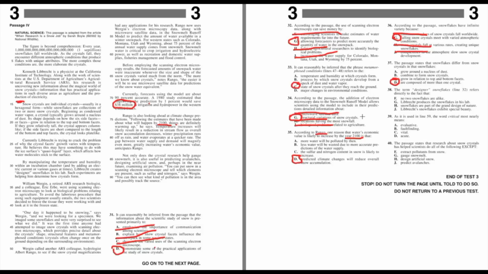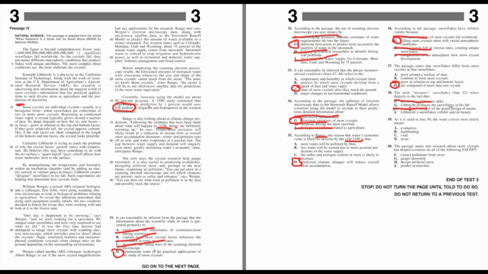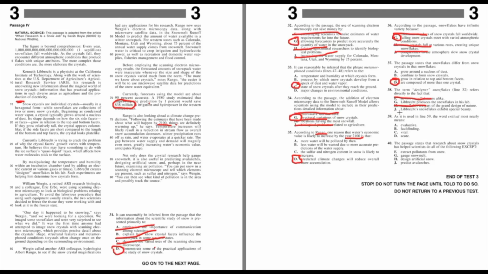Now going back to our answers, see if you can find an answer that kind of matches that. So F, no two snowflakes are alike, as mentioned earlier in the passage, but it doesn't really hold much relevance to this particular part of the passage. So not that. G, Lebrecht produces the snowflakes in his lab. That can be true. Let's look at H. Snowflakes are part of the grand design of nature. This part of the passage is talking about how Lebrecht makes his own snowflakes, so not made by nature.